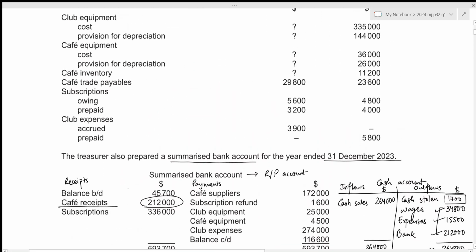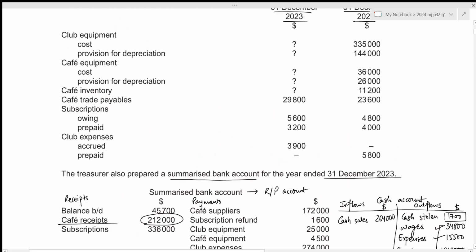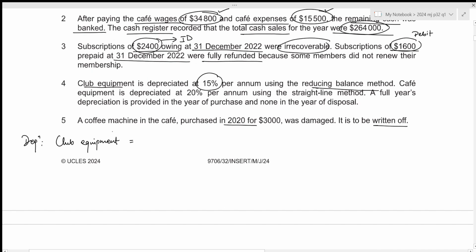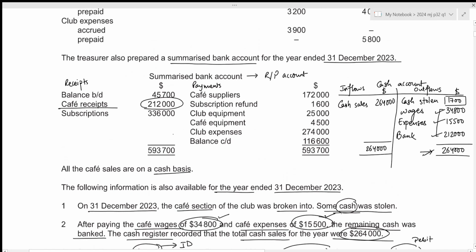So we can start with the value at the beginning of the year. For the club, it was 335,000 and the accumulated depreciation is 114,000. So we first start with the cost of 335,000. Then any purchases during the year will be recorded on the payment section of the bank account because we will have to pay for the new equipment that was purchased. And in this case for the club, we have it right here. A new club equipment worth 25,000 was paid during the year.